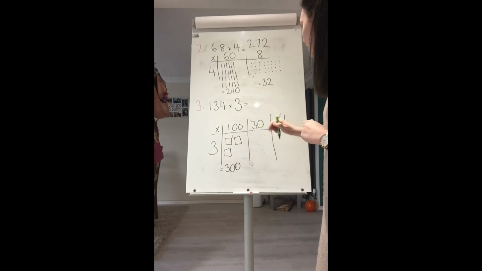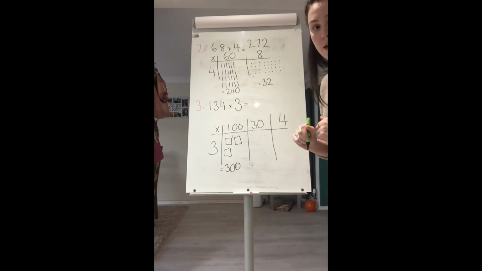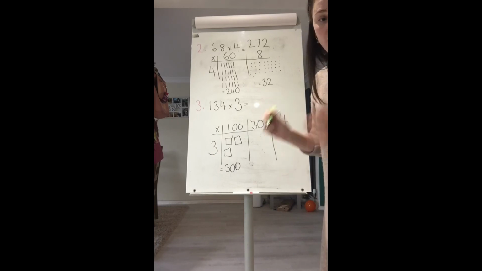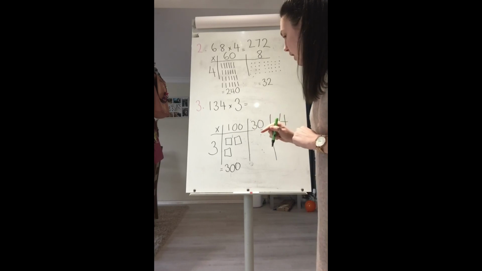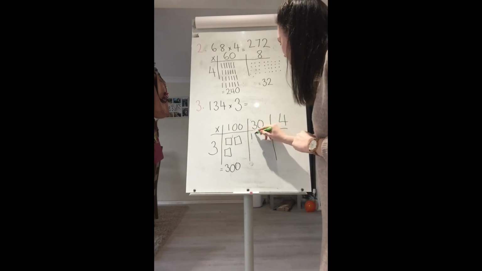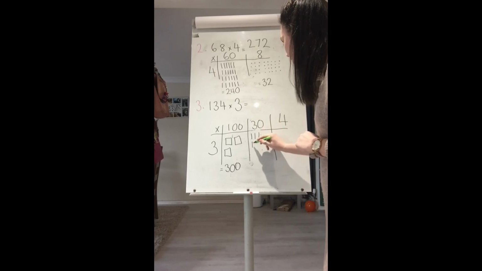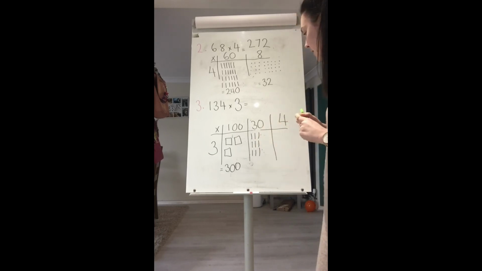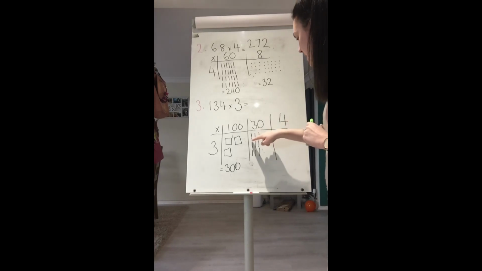3 lots of 30. Now some of you might be able to do this without drawing them out. If you can, that's great. But if not, and you're a bit stuck, follow me. So I need to draw 3 lots of 30. 10, 20, 30. 10, 20, 30. 10, 20, 30. And I can count in tens. 10, 20, 30, 40, 50, 60, 70, 80, 90.